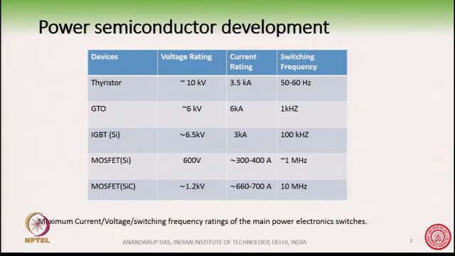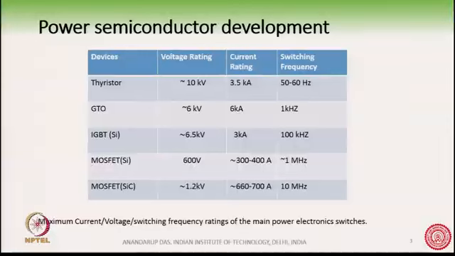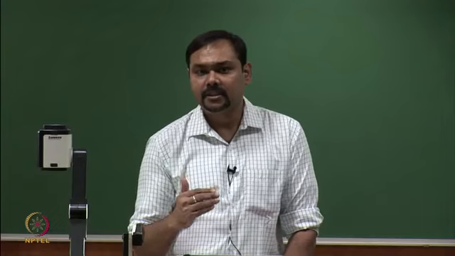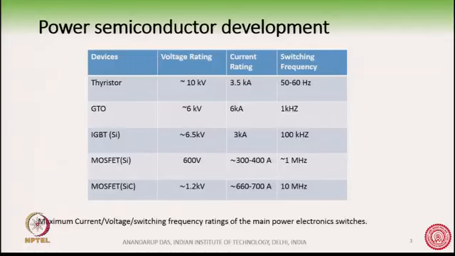Now, although silicon carbide MOSFETs are coming into the market, we will see that silicon based IGBTs will continue to dominate at least for the next decade. Thyristor based devices or converters are expected to be slowly replaced by silicon based IGBTs, and silicon carbide based devices will slowly replace them and be the most dominant power devices in the near future.